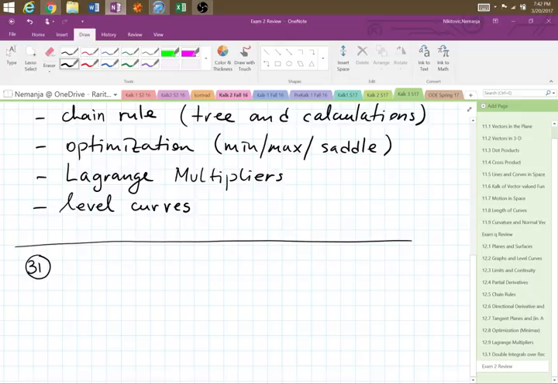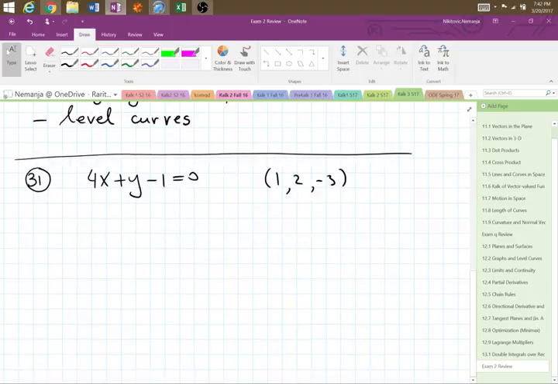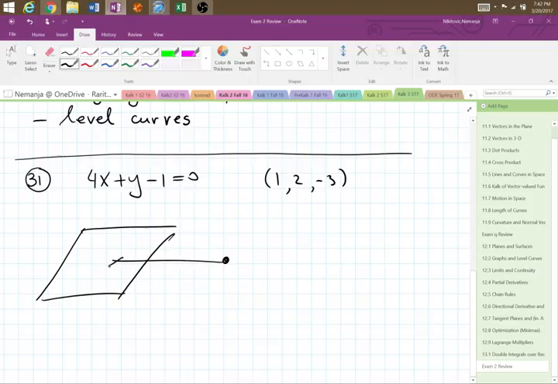Find the point on the surface 4x plus y minus 1 equals 0 closest to the point 1, 2, negative 3. All right, so this is the visualization for it. I'm going to have some kind of surface. I don't care what kind of surface it is. I have a point somewhere. So what's the closest distance? This distance is to be minimum, right? From the point 1, 2, negative 3 to this mysterious x, y, and z.